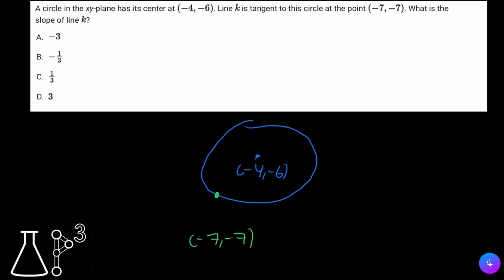How does a tangent line look in a circle? It kind of looks like this. It intersects the circle at exactly 1 point. And then why is that important for this type of question to look for the slope of line K? Well, let me redraw the points for the center.